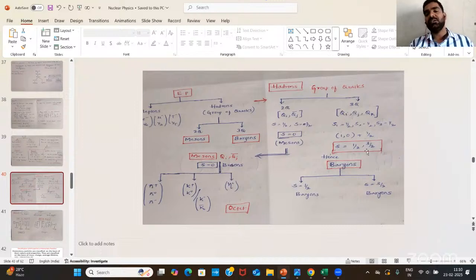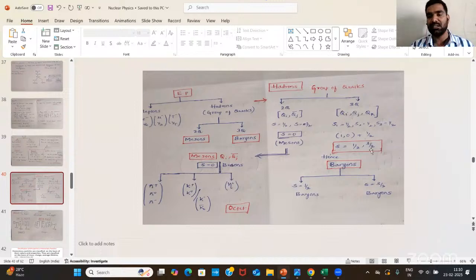Whereas for 3q, you have 3 quarks here. The spin of each quark is half and they are added. If you try to find the spin of the whole 3q, the spin will be either plus half or 3/2. These are the two spins available for the 3q. That is hadrons, 3q baryons, we will say.